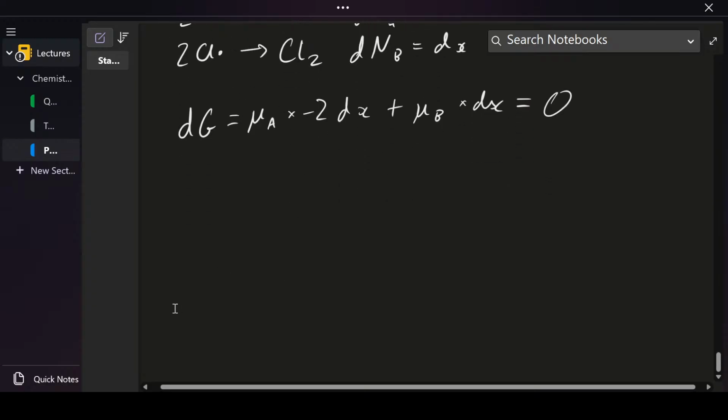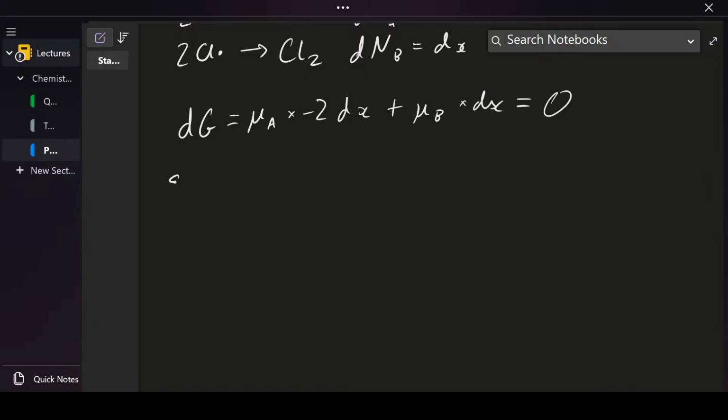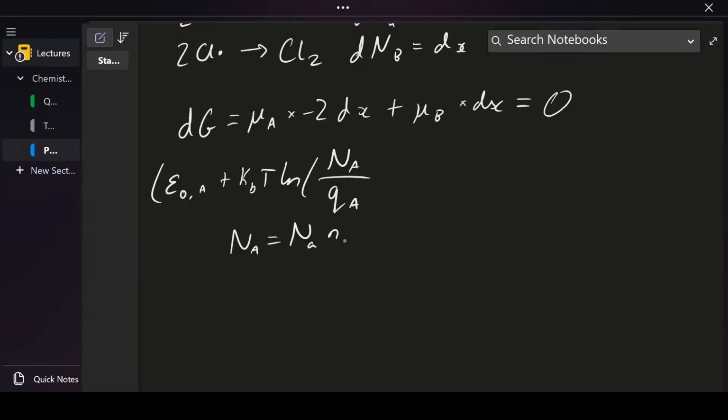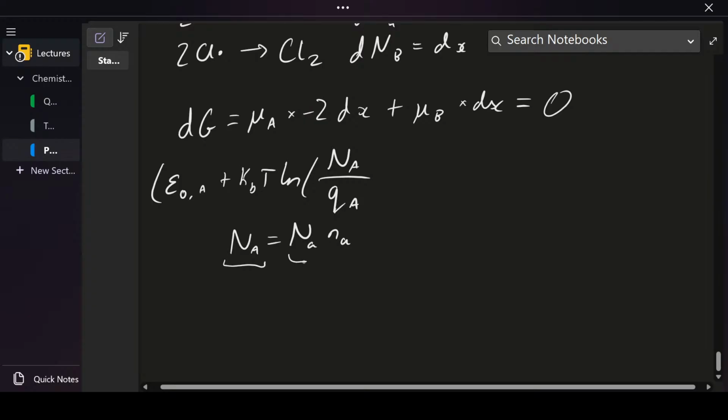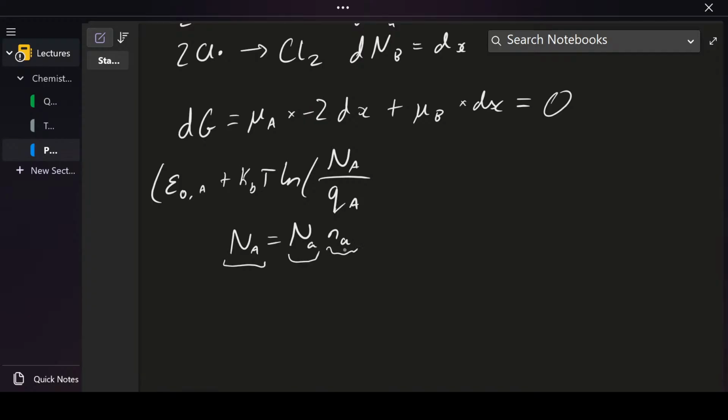And so if I write out the form of my chemical potential, this is epsilon naught A plus kBT ln NA over qA. NA is going to get a bit confusing because it's the same symbol as Avogadro's constant, so I'm going to swap to moles now. I'm going to replace NA with a different NA times a different NA, a bit confusing, but this is the number of my particles A, this is Avogadro's constant, and this is the moles of A.